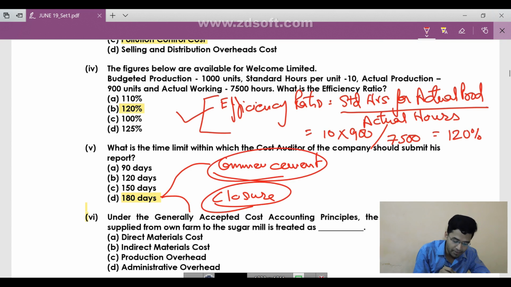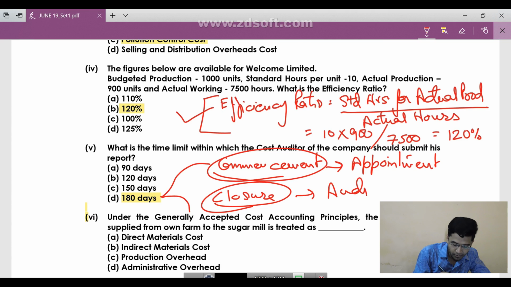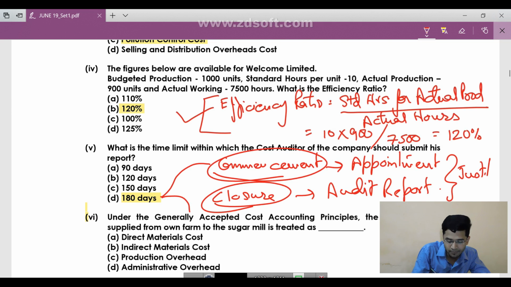Guys, 180 days from commencement of financial year is the time limit for appointment of auditor, and 180 days from closure of the financial year is the time limit for submitting the audit report. Perfect. And this is what you have to write in your 1 mark justification also, because 1 mark justification is required. That justification should contain these small points.